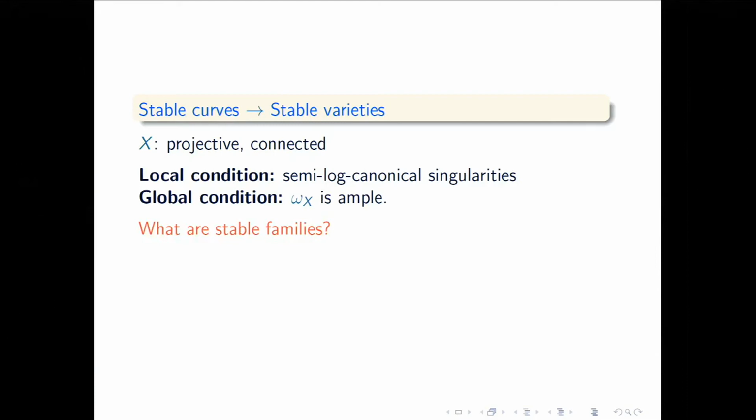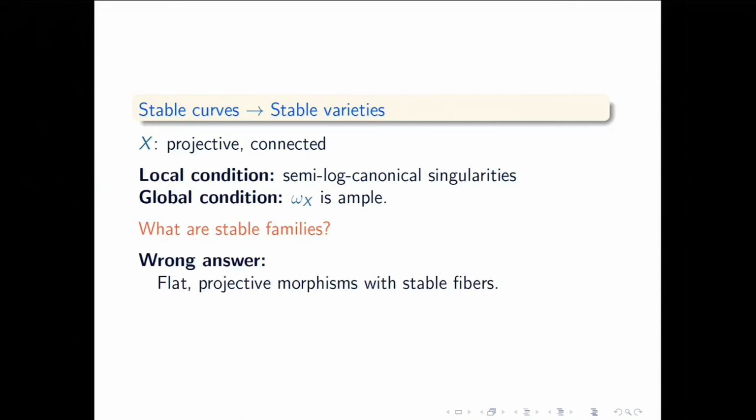So the next question, which for some time did not cross people's minds to ask: what are stable families? A family of stable curves is just a flat family of curves where the fibers are stable curves. But it turns out that this is the wrong answer in higher dimensions. Already for surfaces, the obvious answer is not the right one.